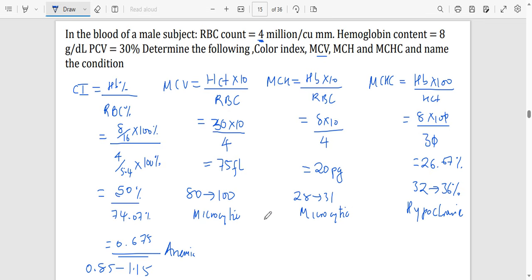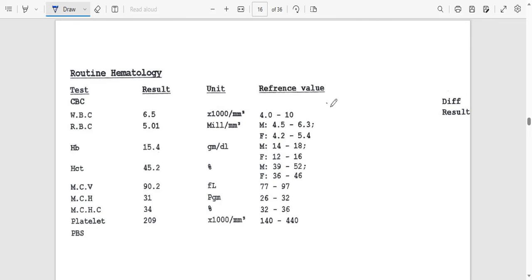What causes microcytic hypochromic anemia? We've been mentioning this microcytic. We said this is related to iron deficiency. If it was macrocytic, it is related to vitamin B12 deficiency. So we can look at this value.